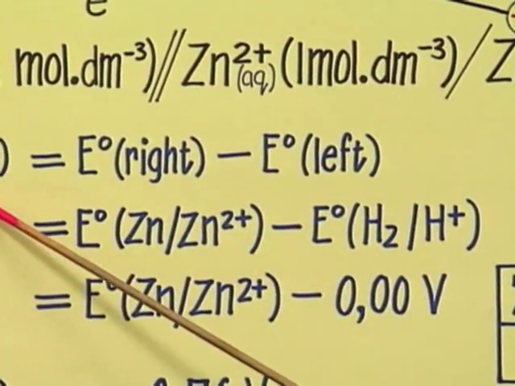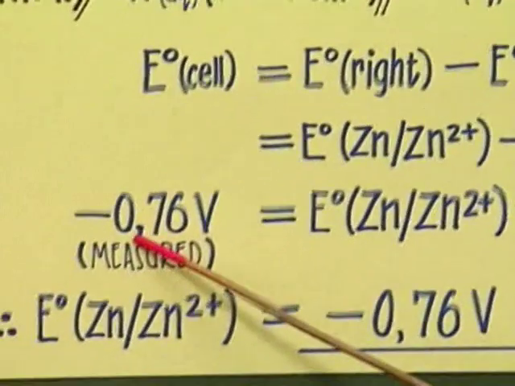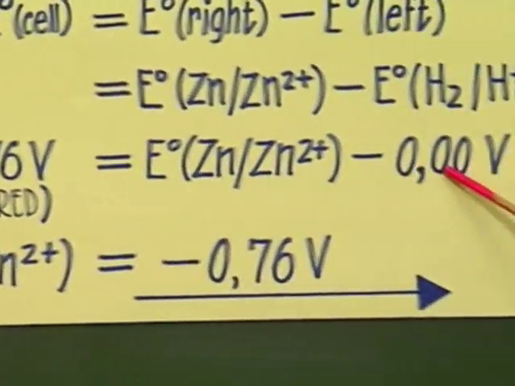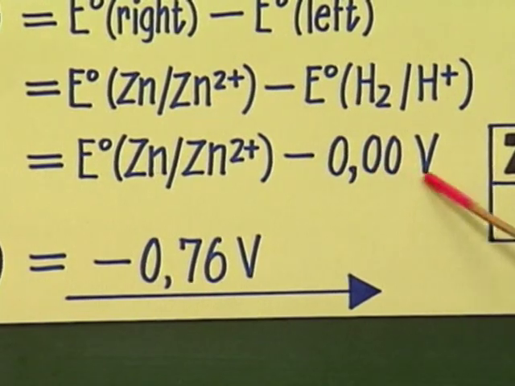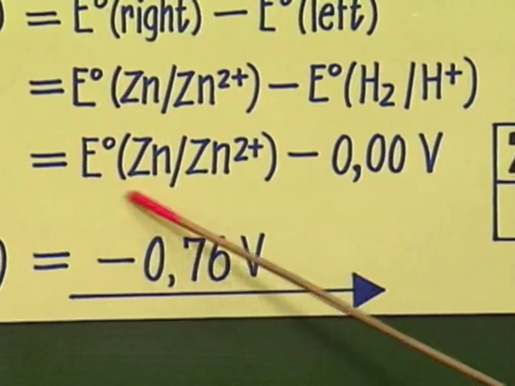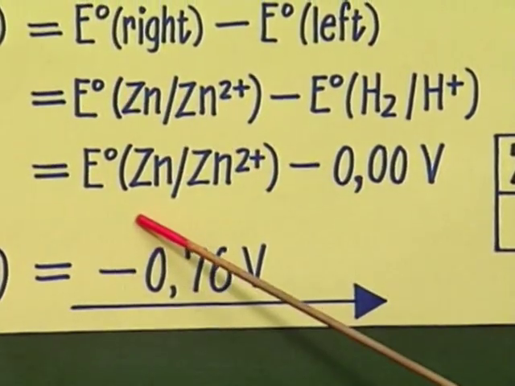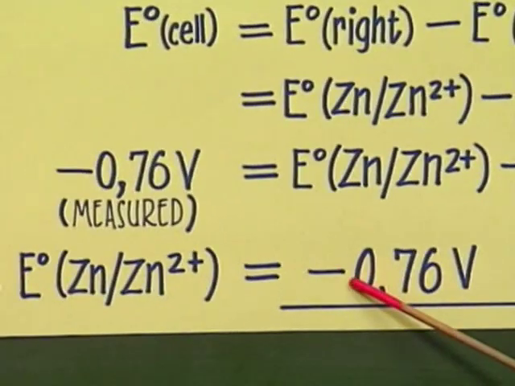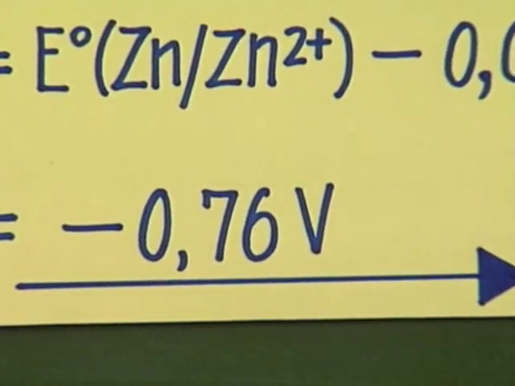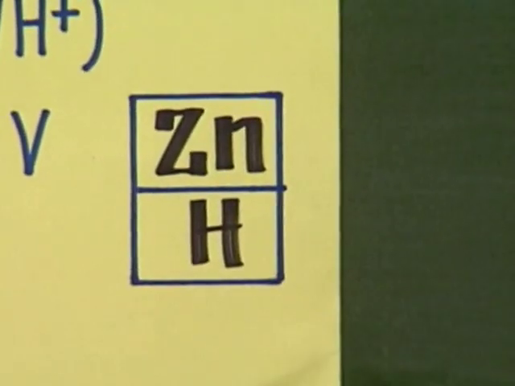The cell potential was measured as minus 0.76 volts. The value of the standard electrode potential for hydrogen was arbitrarily chosen as 0. So we can calculate the standard electrode potential for zinc, and that works out to minus 0.76 volts, which means that zinc is a stronger reducing agent than hydrogen.